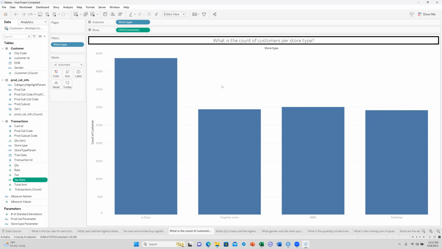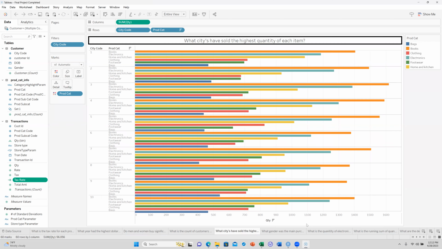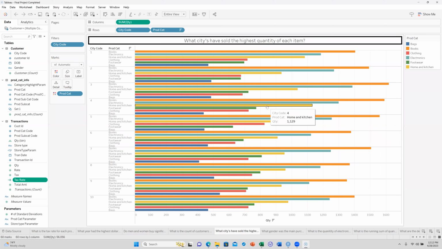Next, we have what is the count of customers per store type. This just shows essentially the count of customers per each store type, with the eShop store having the largest customer base. Then we have what cities have sold the highest quantity of each item.